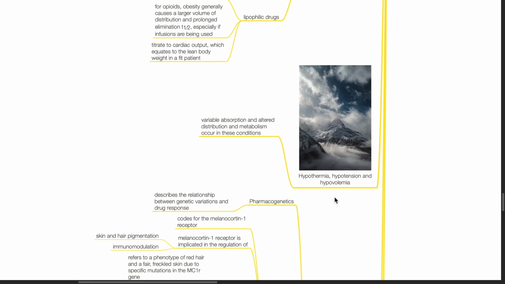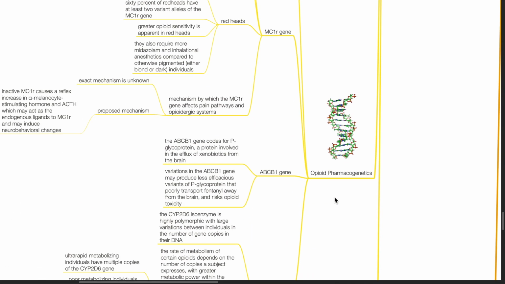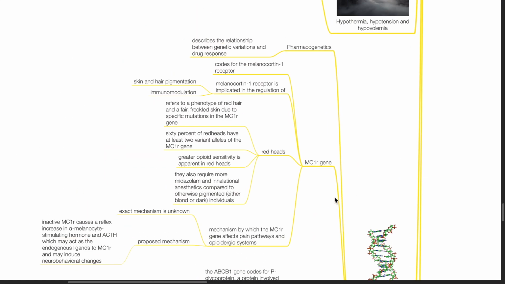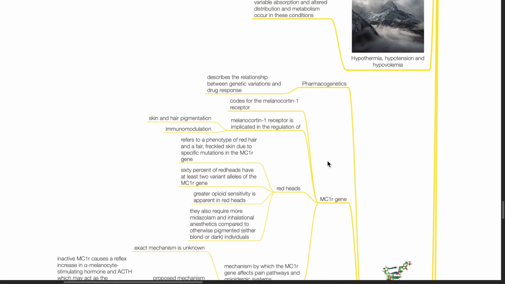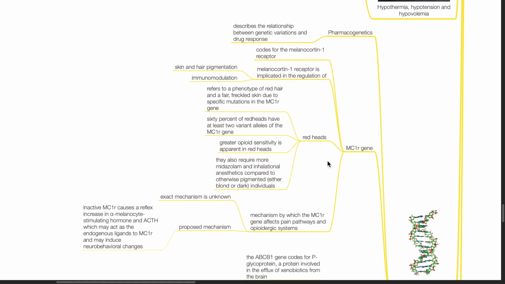Opioid pharmacogenetics. Pharmacogenetics describes the relationship between genetic variations and drug response. For example, the MC1R gene codes for the melanocortin-1 receptor. This receptor is implicated in the regulation of skin and hair pigmentation and immunomodulation.